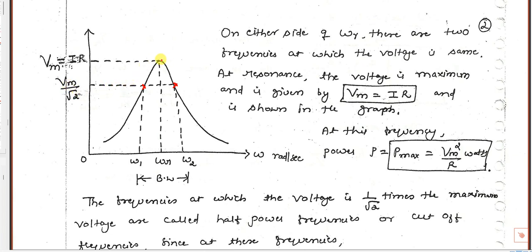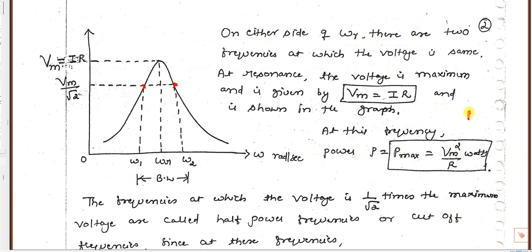In series resonance, current is maximum, and at F1 and F2 you are going to get Im by root 2. In parallel resonance, Vm is maximum at resonance frequency, and at F1 and F2, we get Vm by root 2. So F1 and F2 are also called half power frequencies. You can see that on either side of omega r, the resonance frequency, there are two frequencies at which voltage is the same. At these 2 points, voltage value is Vm by root 2, and maximum is available at omega r, and that maximum power is given by Vm square by R.